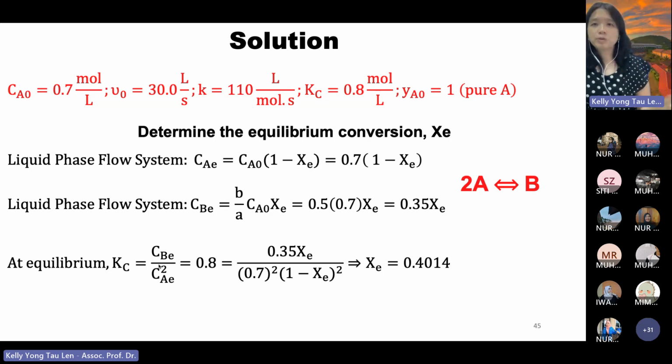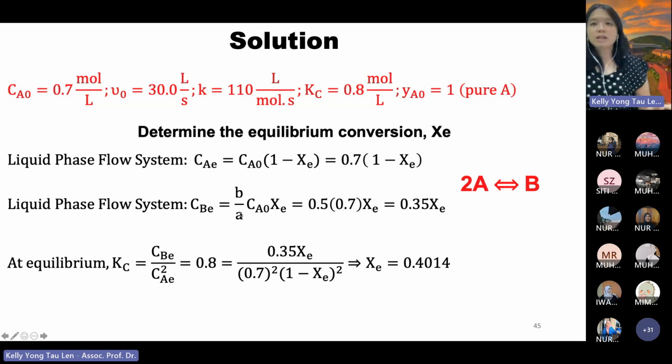Okay, so kita kena express dulu concentration dia. So kalau kamu ingat, kalau kita ada liquid phase flow system, says they are flow, right? So liquid phase flow system, CAE akan equals to CA0 in bracket 1 minus Xe. Jadi kalau sebelum ni kita buat CA, right? CA equals to CA0 1 minus X. So kalau CAE, beza dia CA0 masih sama, just that X tu sekarang menjadi X equilibrium. So you may ask, tapi kenapa kes ni kena Xe? Sebab kita nak cari equilibrium conversion menggunakan equilibrium constant. Equilibrium constant kan semua benda mesti pada equilibrium. Okay, so then I get from the question CA0 is 0.7, Xe I want to find.